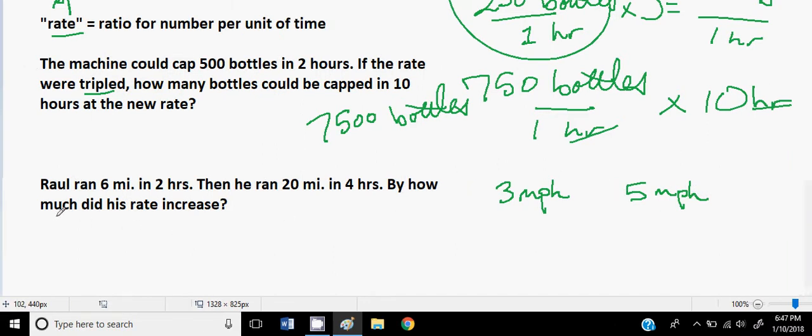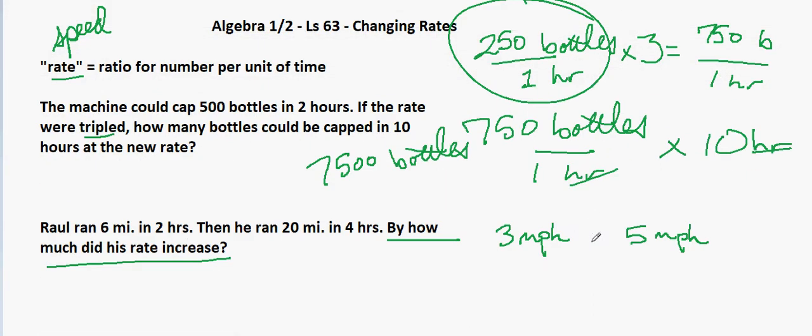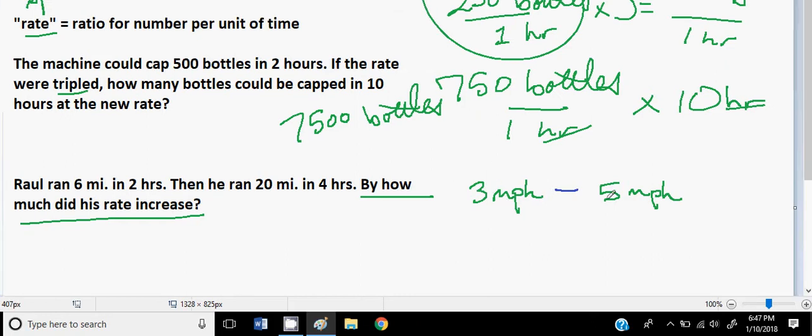By how much did his rate increase? What operation could we use to find how much a rate increases? Let's try subtracting rates. That would tell us difference, wouldn't it? Now, since this number is smaller, that difference is going to come out negative. But we really want the absolute value.